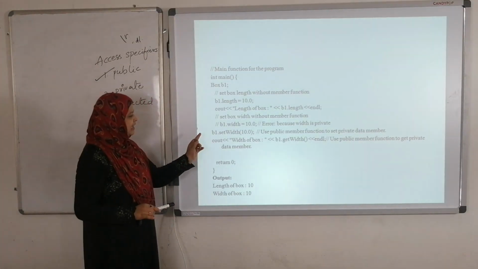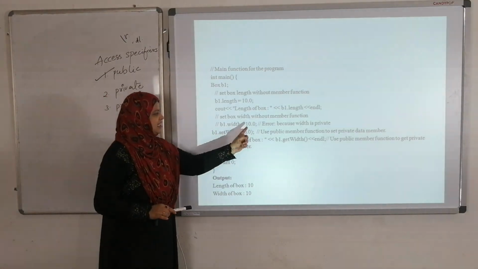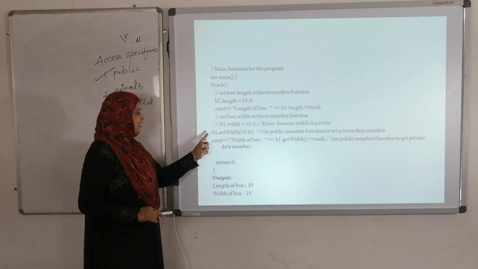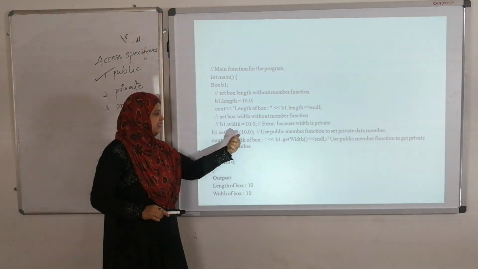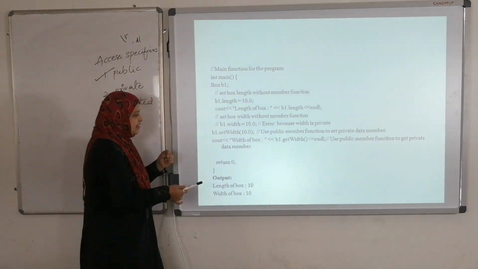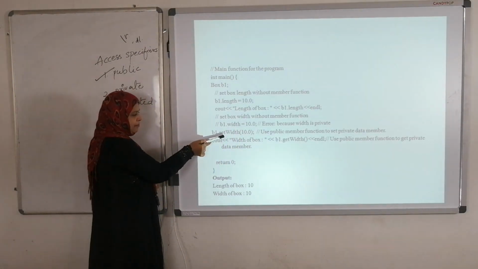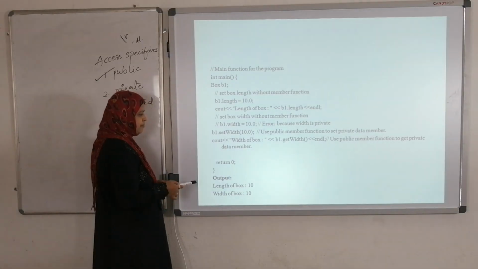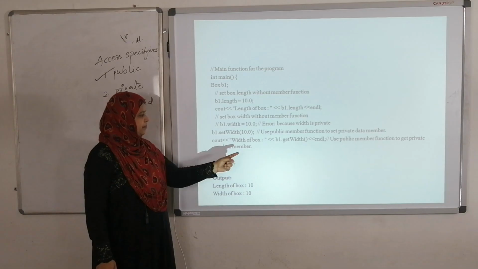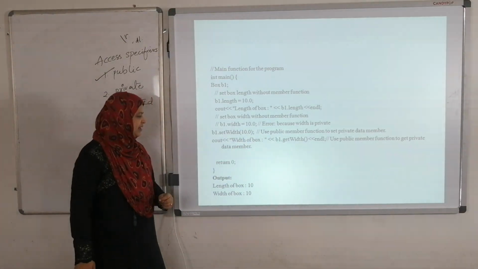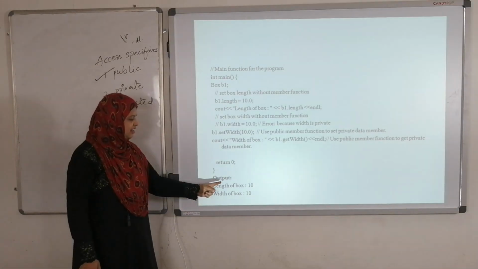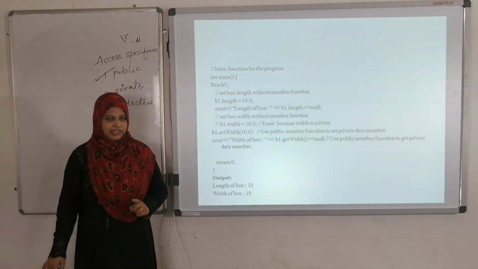See here, B1 dot width means I am going to get an error because width is private, right? Here B1 dot set width 10.0. Here I am using the set width function. This set width function is the public member function which is declared in the class box. See, output width of a box. B1 dot get width. By using B1 dot get width, we can get the width of the box, right? Length of the box is 10, width of the box is 10.